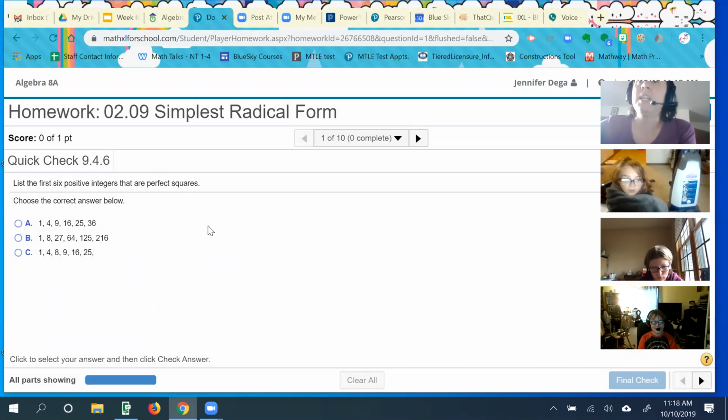Oh my gosh. Okay. List the first 6 positive integers that are perfect squares. We're going to talk about that today. Which ones are the perfect squares? We're going to go over this. I'm just kind of asking. What do you guys think? Oh, someone says A. Yeah, I totally agree with that. Very good. Definitely going to be A because 1 squared is 1, 2 squared is 4, 3 squared is 9, 4 squared is 16. Yeah, definitely A. Good job.